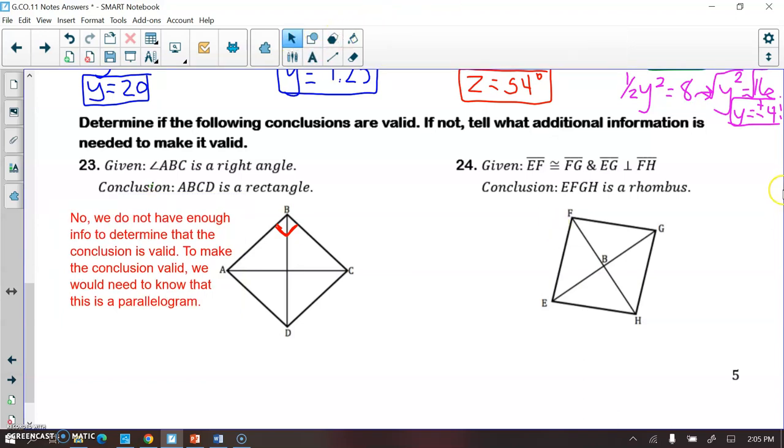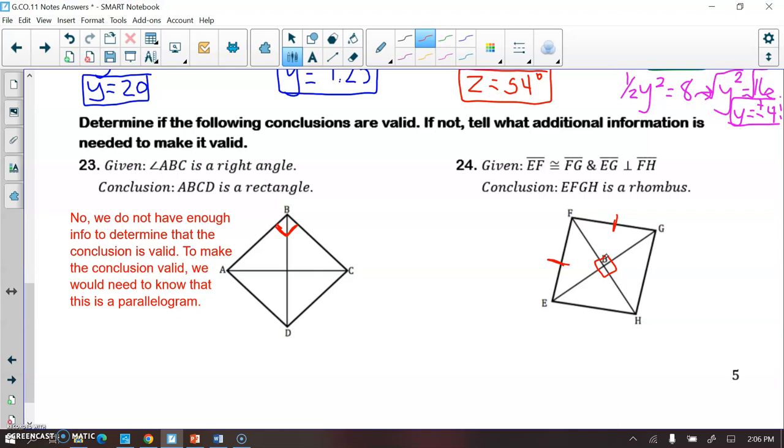All right, the next one here, we are given that EF and FG are congruent, and then we're given that EH and FH are perpendicular, and they're saying then that EFGH is a rhombus. We haven't gone too much into detail with kites yet.